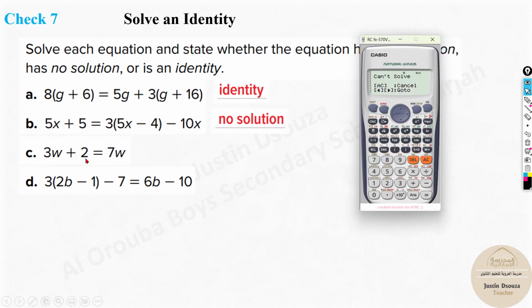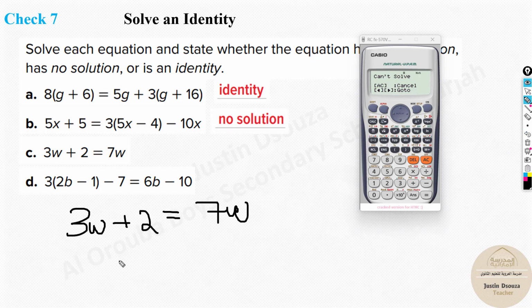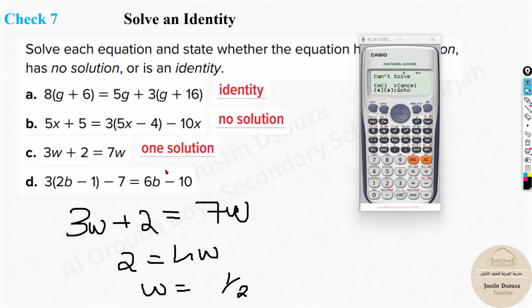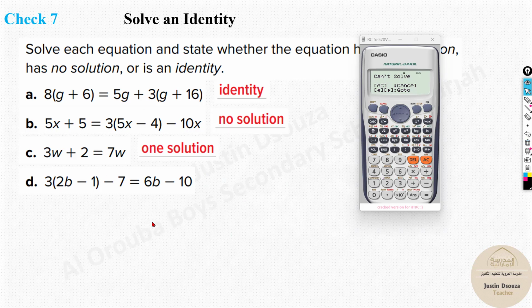Now you can try this. Now this is easy. You can see by looking at it only, there will be an answer. 3w plus 2 equals 7w. Take the 3w to the other side, you will get 7 minus 3, that is 4w. W equals 1 by 2. Divide both the sides by 4. It will be 1 by 2 or 0.5. They're not asking the answer. They're just asking whether you have a solution, one solution or no solution. Yes, you have one solution. Please do the other problem as well by yourself, and you will get the answer.